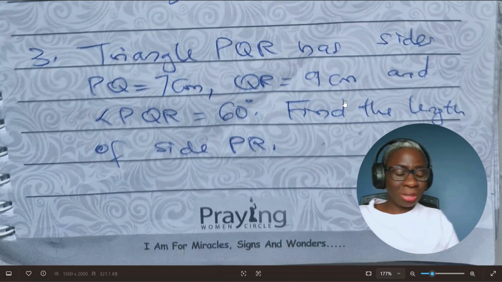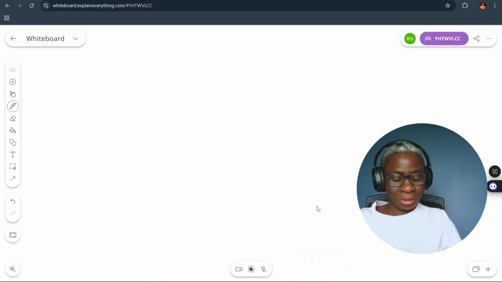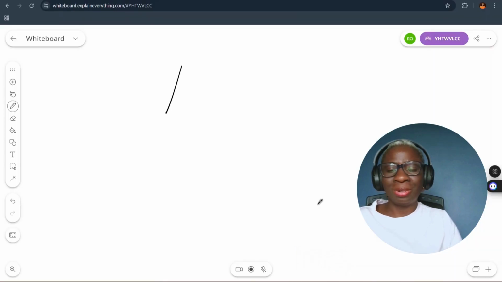How do you solve this question? The question says triangle PQR has sides. Let's first sketch the triangle. Let's draw the triangle. Let's say this is our triangle. Let's say we have P, Q, and R.